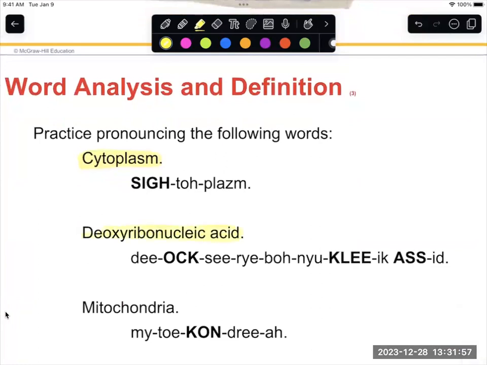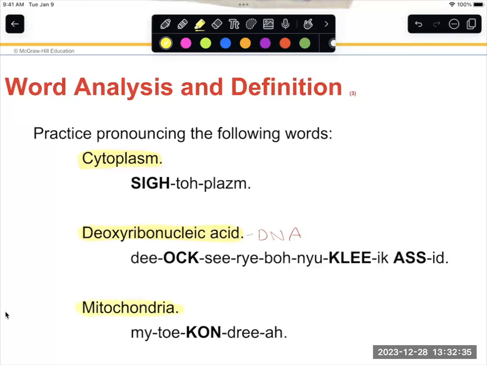Deoxyribonucleic acid. Sure you've all heard of this before. That's your DNA. This little source contains all of your hereditary characteristics. So deoxyribonucleic acid, DNA.